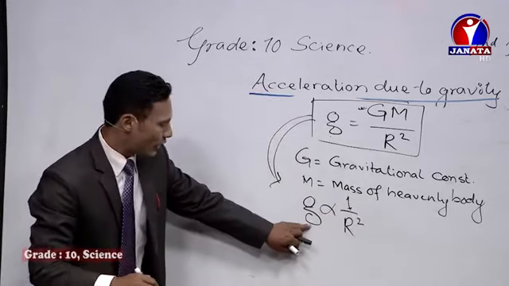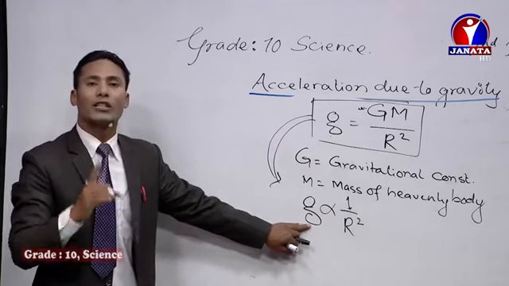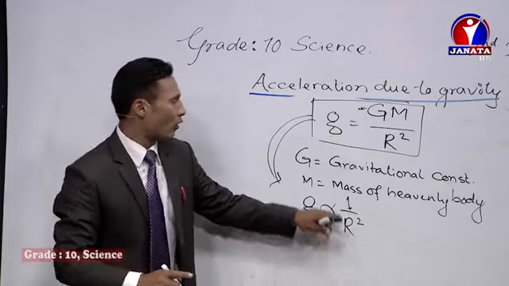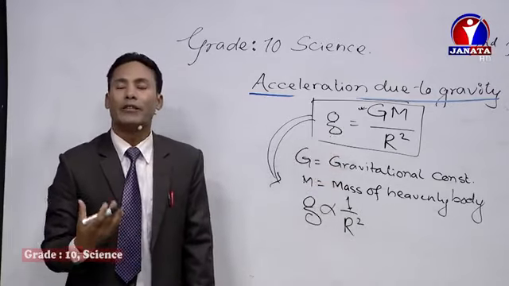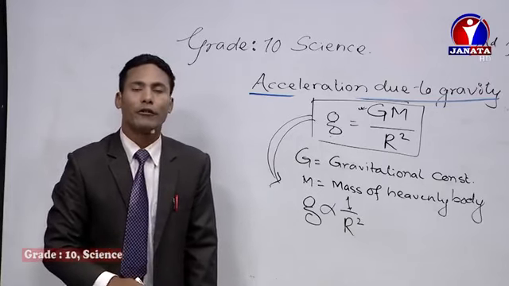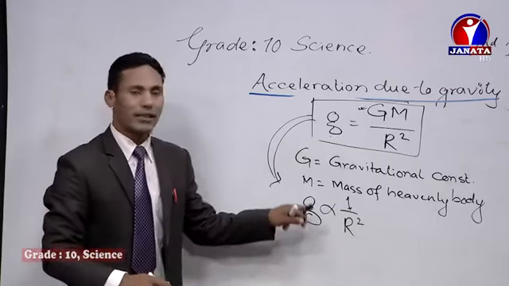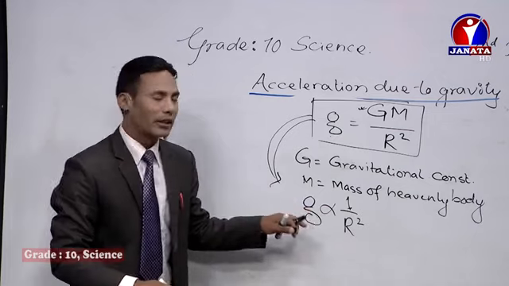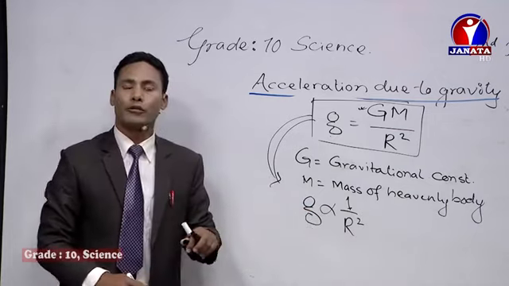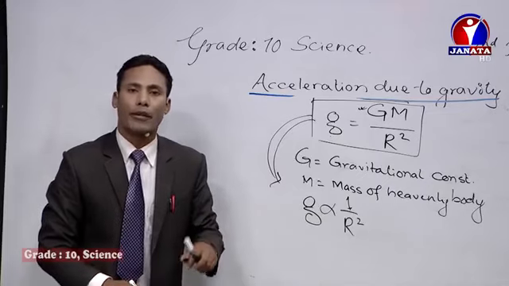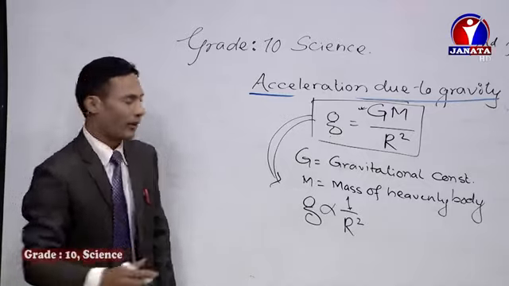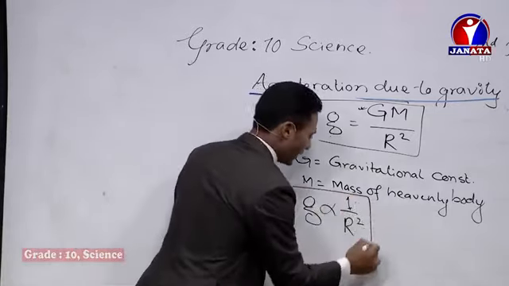So this g, acceleration due to gravity, only depends upon the radius of the heavenly body, not on the mass of the freely falling object. It doesn't depend upon the mass of the freely falling object. So this is the theoretical proof of the feather and coin experiment, that the acceleration due to gravity does not depend upon the mass of the freely falling object; it only depends upon the radius of the heavenly body.